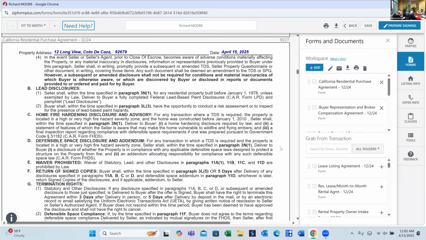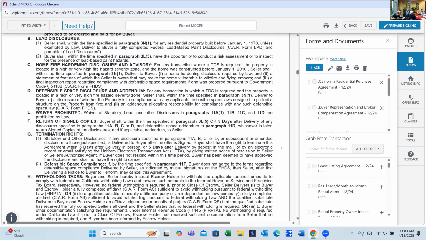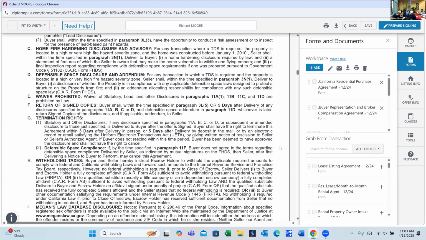Why is a TDS not required? Well, virtually anyone that's an investor or owner of a property has to provide a transfer disclosure statement. However, let's assume I die and my beneficiary wants to sell the property and they haven't lived in the property during the past year. That's an exemption for providing a TDS. And that also means the fire hardening disclosure and defensible space disclosure is not required. So what happens if you provide them anyways? It's okay. I see nothing wrong with giving more disclosure than less disclosure.